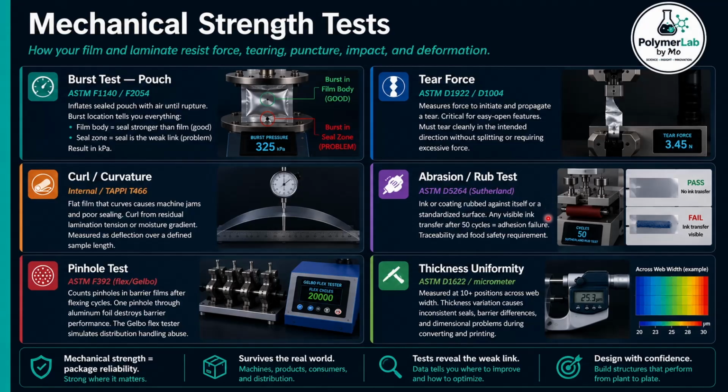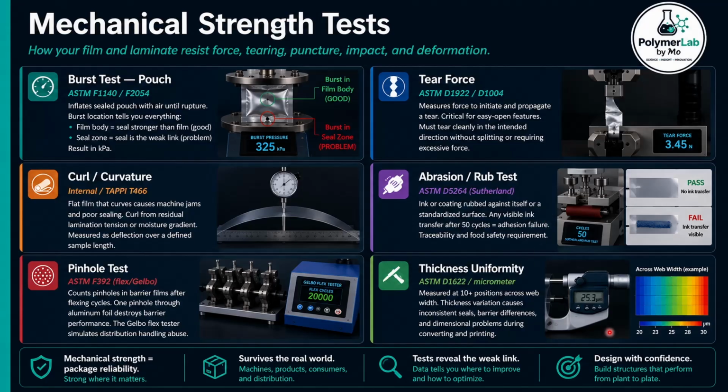The rub abrasion test, also called the Sutherland rub test, measures how well the printed surface resists contact during distribution. Picture 50 packages of a product rubbing against each other in a shipper carton over 1,000 kilometers of road. The ink must not transfer. Any visible ink on the rubbing surface after 50 cycles means the coating or ink adhesion is inadequate, and you have a traceability and potentially a food contact issue.